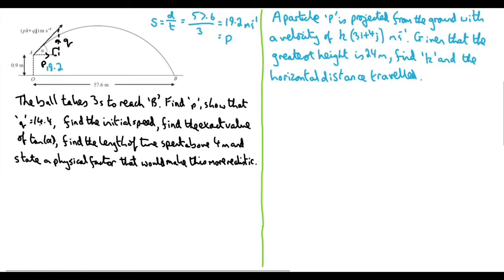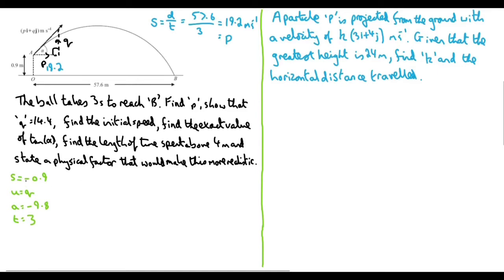Now, to show that q is 14.4, we're going to work on some similar principle, although because it's in the vertical, we have to use suvat. We know that by the time it reaches B, vertically, it will have had a displacement of minus 0.9, because it will have dropped this distance of 0.9 here. Your u is going to be that q. v we don't know, but a is going to be minus 9.8 for gravity, and t we know is 3 when it hits the ground.